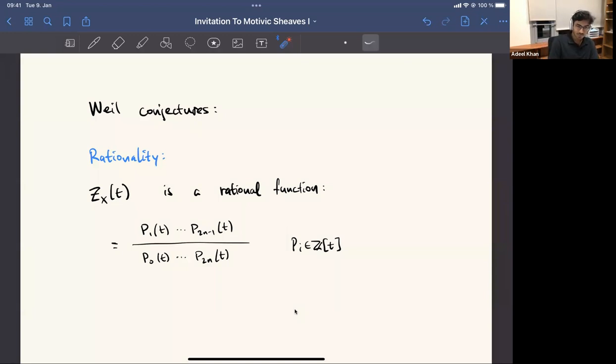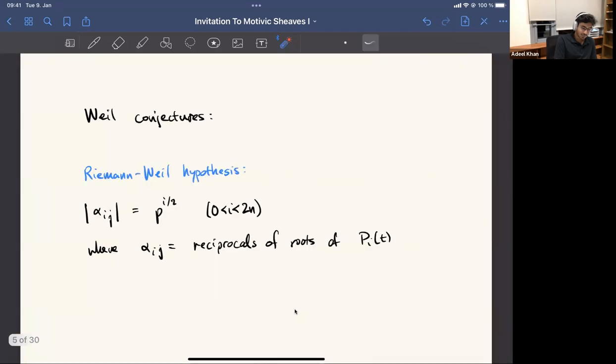One of the conjectures that he extracted by considering these analogies was the rationality property of this function. I will not try to give the most precise version of all the statements in this talk, just a flavor of what we're interested in. We want to say that you have polynomials with integral coefficients, where n is the dimension of X, and you have some form of these things. There's something slightly more explicit one can say about these polynomials, but for me, the first property is this rationality.